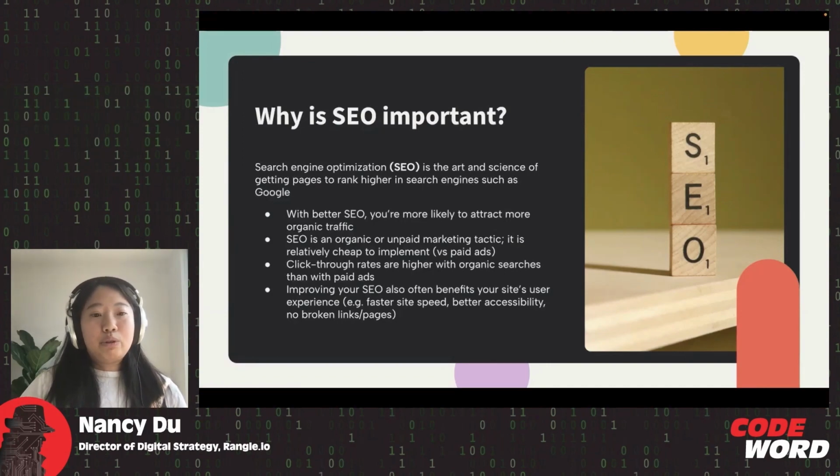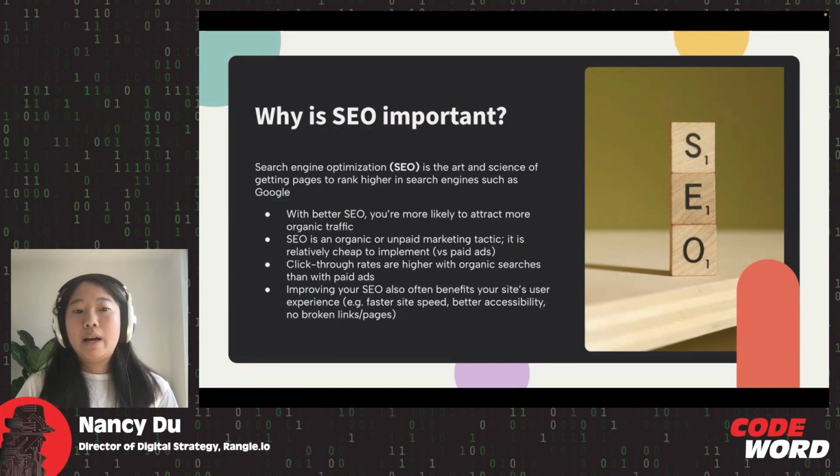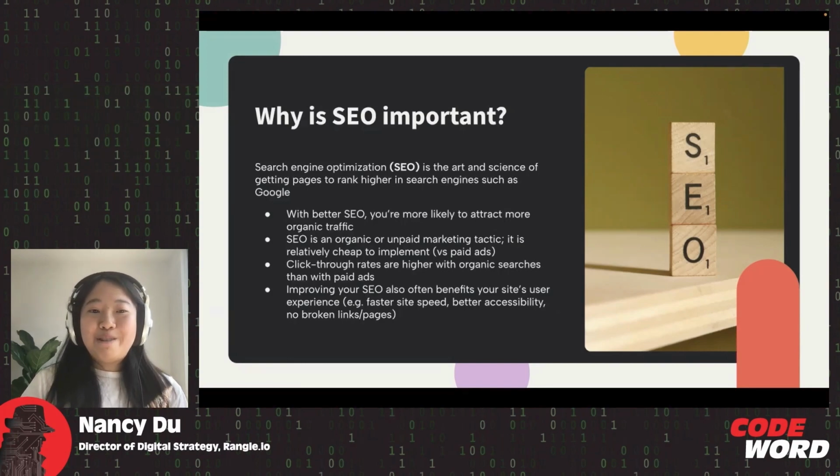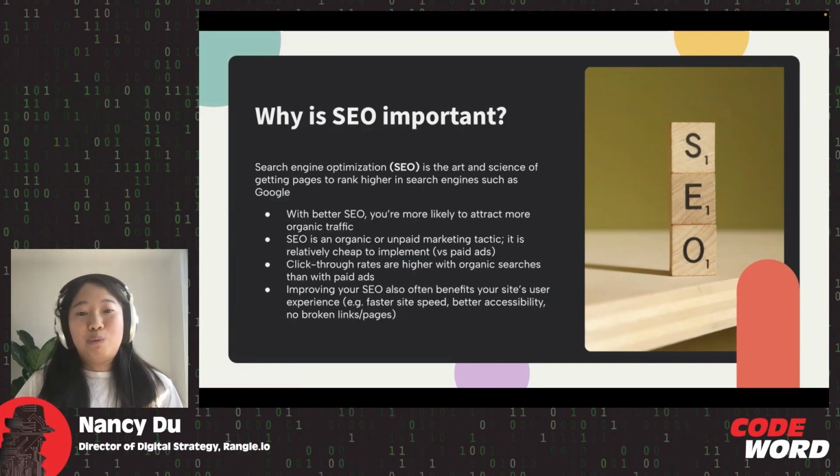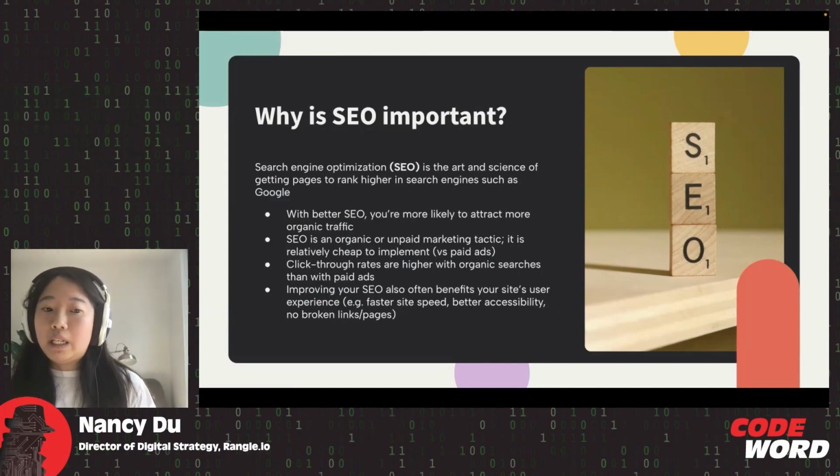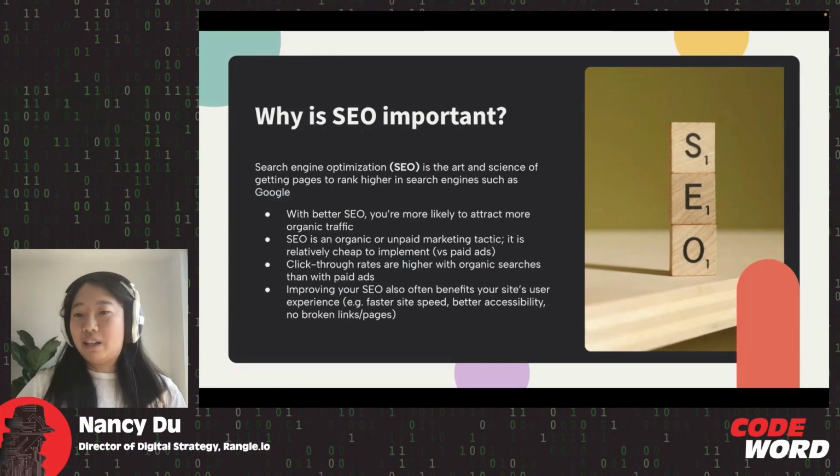One thing I think people don't often realize when they're first thinking about an SEO strategy is that when you improve your SEO, you also get a lot of other benefits like improved user experience. That's because there's a lot of overlap between what helps you rank higher from an SEO perspective and what good user experience is. So things like faster site speed, better accessibility, and generally no broken links or pages.